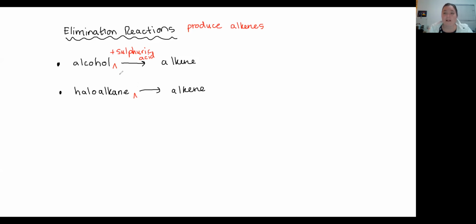So with my haloalkane, what I'm going to do here is I'm going to add a base, and it's got to be a strong base, but more importantly than being a strong base, it must also be a concentrated strong base. So typically this would end up being sodium hydroxide, but specifically concentrated sodium hydroxide.